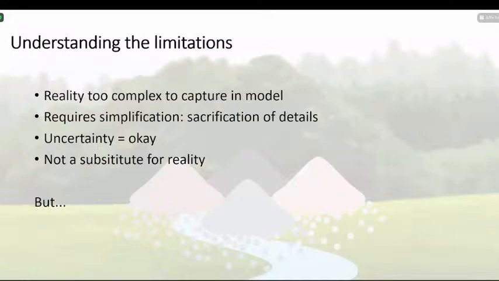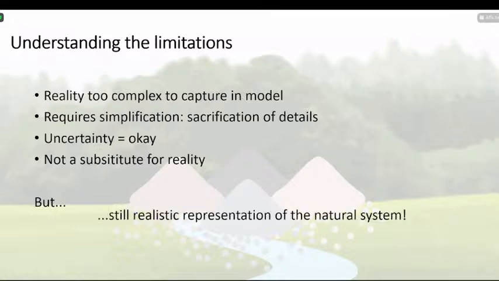Also important is that we understand the limitations of models. Even for models, reality is way too complex to capture. And because of this, it requires simplification, so sacrifice of details. However, this leads to uncertainty, but uncertainty is okay, because in order to understand the full system, you would need to know everything, and we don't know everything, so you can model. Also, it has to be kept in mind that it's not a substitute for reality, it's still a tool, but it's still a realistic representation of our natural systems.